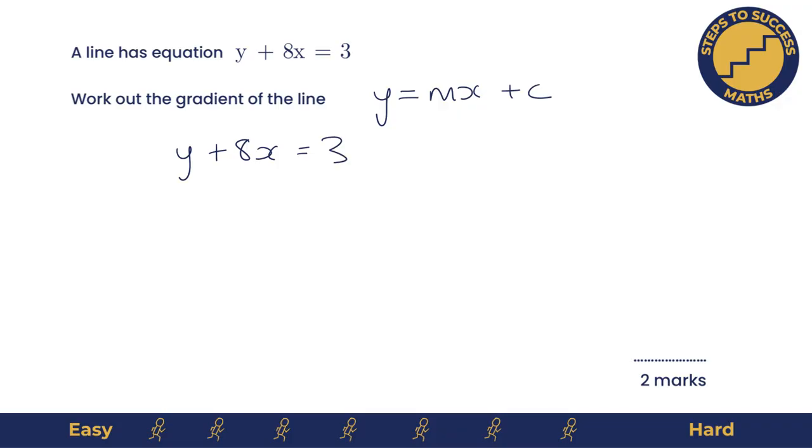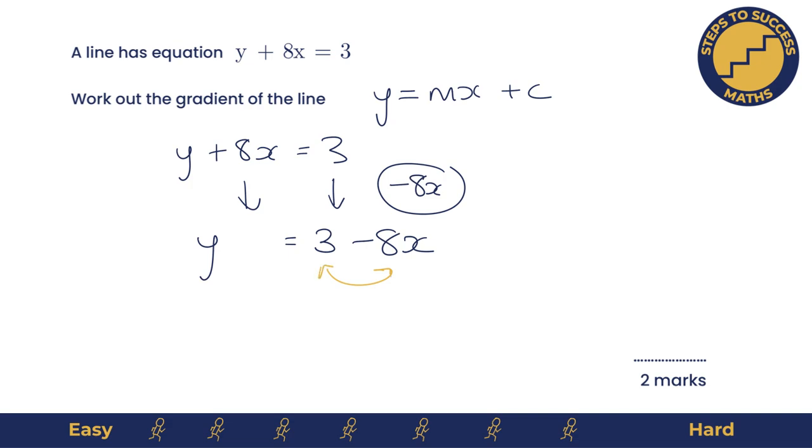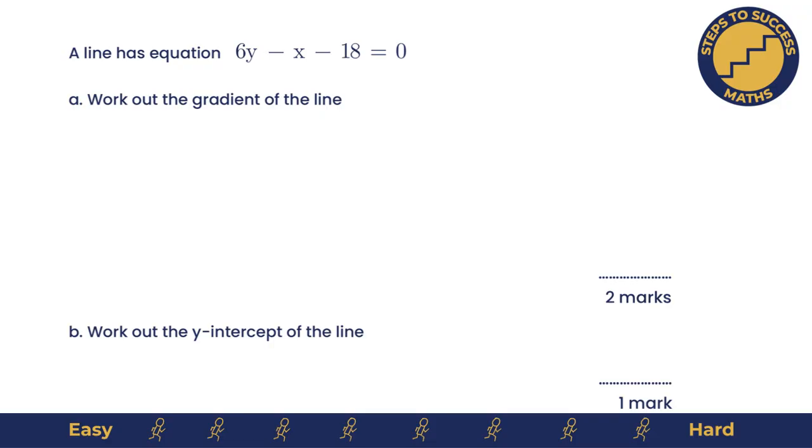Now to make it start with the y, we're going to need to get rid of this plus 8x. So we can subtract 8x. y equals 3 subtract 8x. Now it's still not written the right way round, but we can just swap those numbers over. So we've got y equals negative 8x, take the sign with it, plus 3. And now we can read it off. The gradient is the number in front of x, so negative 8.